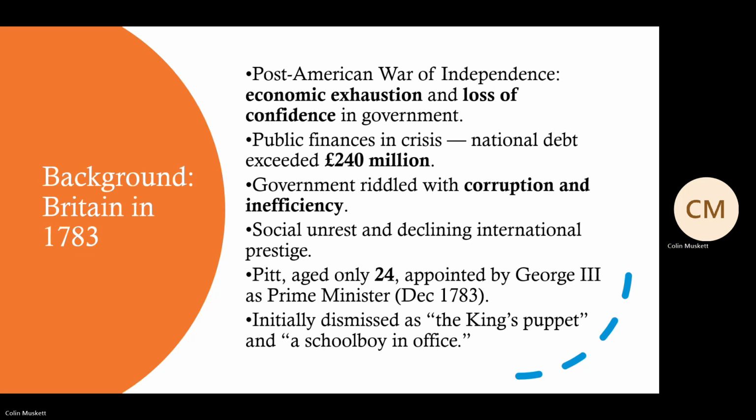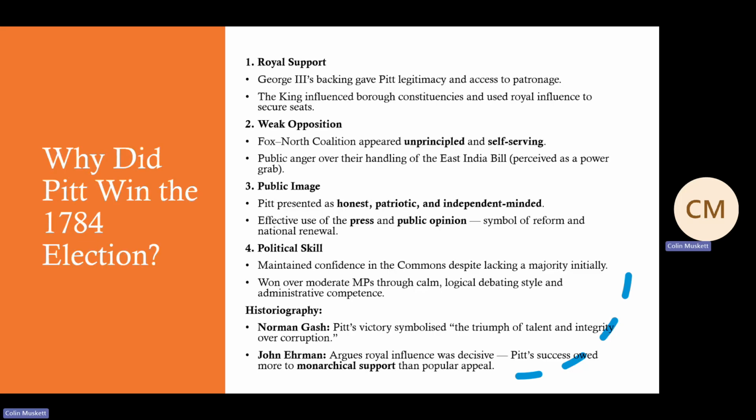So why did he win the general election early in the next year? If you remember, the crucial factor here, of course, was that he was the king's choice, much more so than Fox. The king hated Fox. He hated the prospect of a Whig coalition.